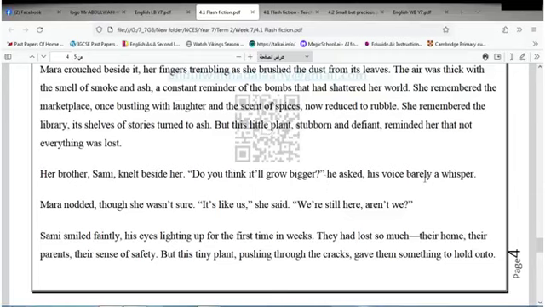Her brother Sammy knelt beside her and said, "Do you think it will grow bigger?" He asked, his voice barely a whisper. Mara nodded, though she wasn't sure. "It's like us," she said. "We're still here, aren't we?" Sammy smiled faintly, his eyes lightening up for the first time in weeks.